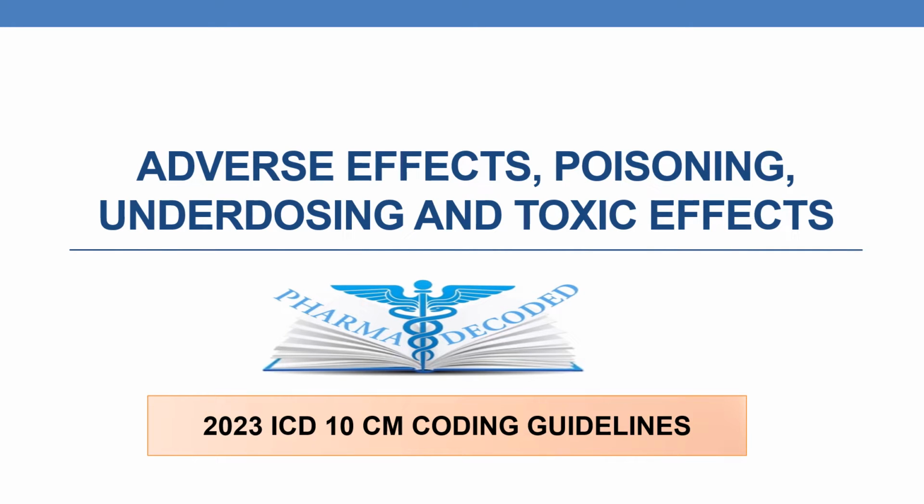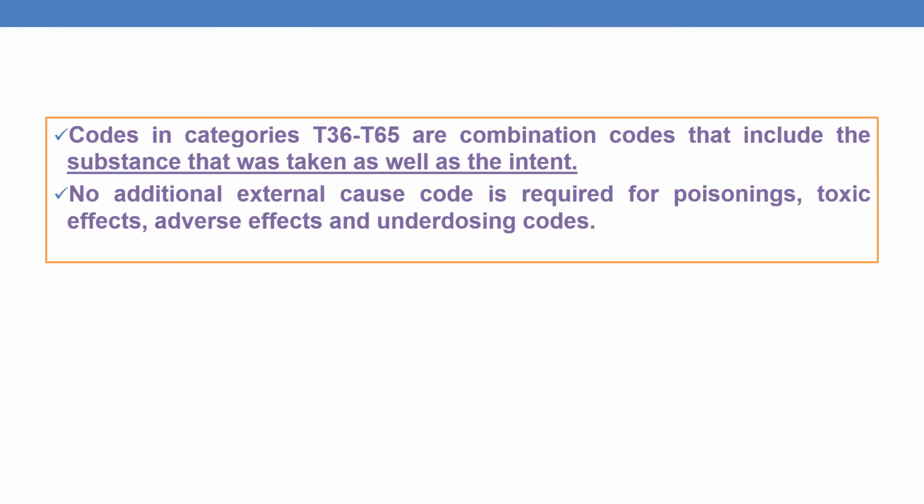Hello everyone, now let us discuss the 2023 ICD-10-CM coding guidelines for adverse effects, poisoning, underdosing and toxic effects. This comes under chapter 19. The codes in the category T36 to T65 are combination codes that include the substance that was taken as well as the intent. Intent means whether it is accidental or intentional.